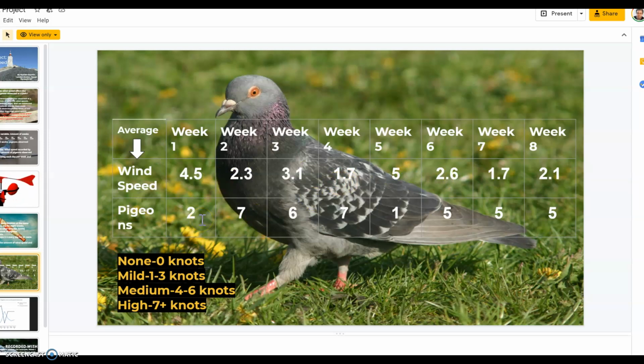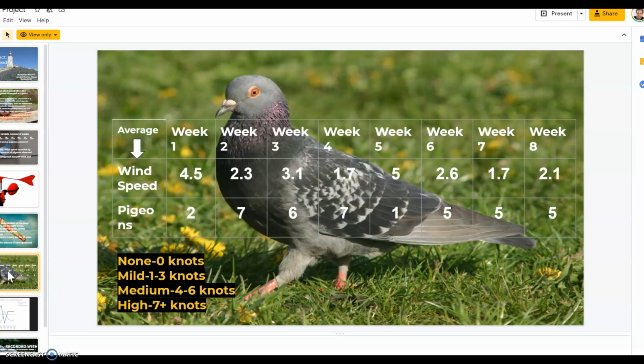A knot is nautical miles per hour. Usually it's measuring currents, so wind and water would be measured in knots, whereas if you're driving a car, it's miles or kilometers per hour. Okay, pigeons, and we have our number of pigeons here. Okay, so let's take a look.